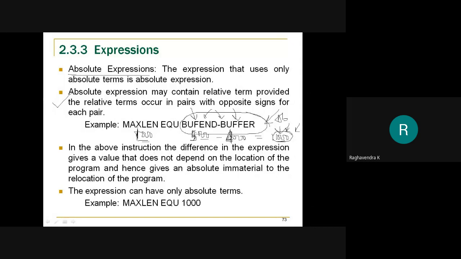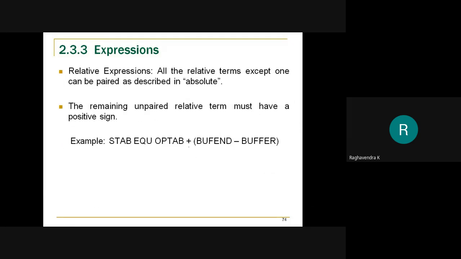In a relative expression, the value can change. And how do we form a relative expression? As I said, a relative expression is formed with relative terms, where the rule is the same as in the previous case of the absolute expression. That means relative terms should be there in pairs and they should have opposite signs, except one. That is the only change. So this is a relative expression.